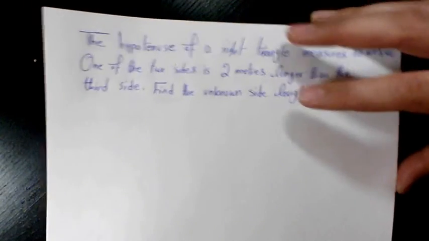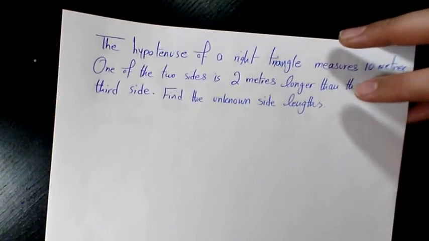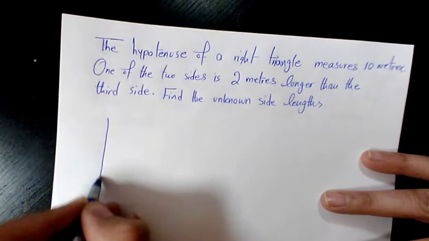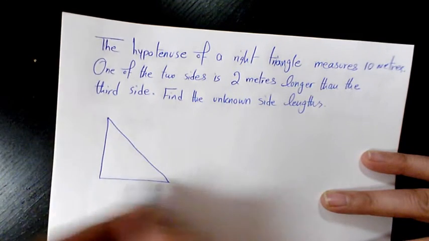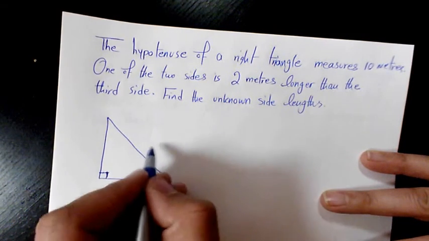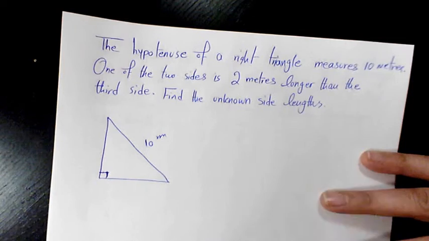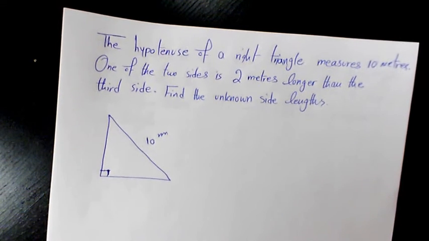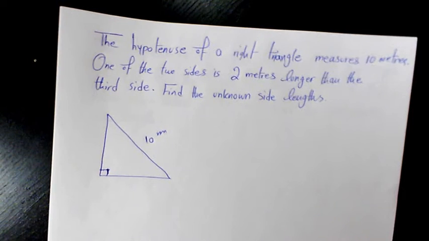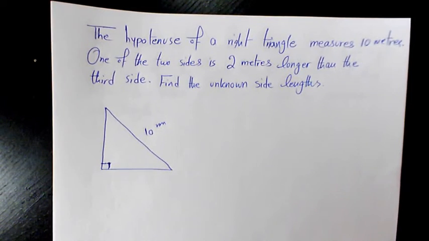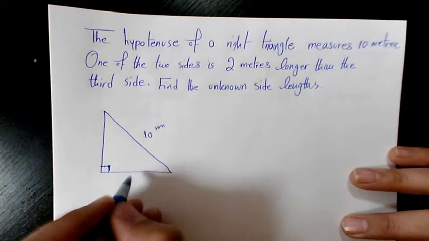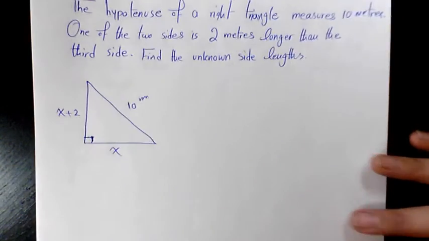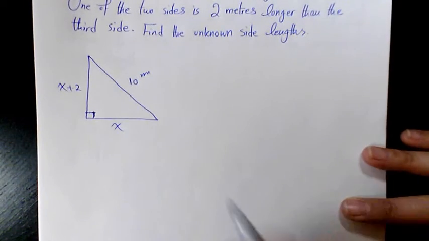In this example, it says the hypotenuse of a right triangle measures 10 meters. Okay, it means that we are dealing with a right triangle. Hypotenuse is 10 meters. One of the two sides is 2 meters longer than the other one. Find the unknown side length. Okay, one of them is 2 meters longer. So if we say this one is x, this one's supposed to be x plus 2. So we need to use Pythagorean theorem.